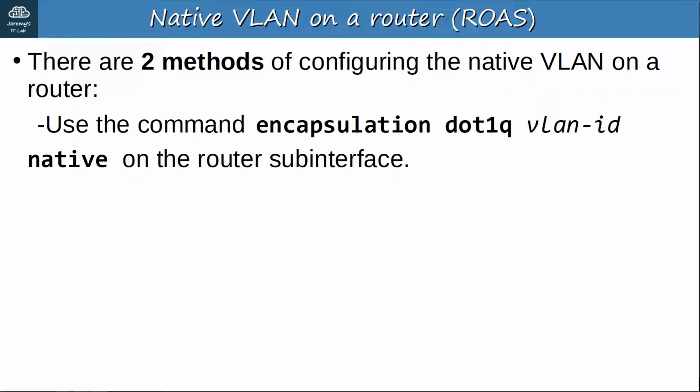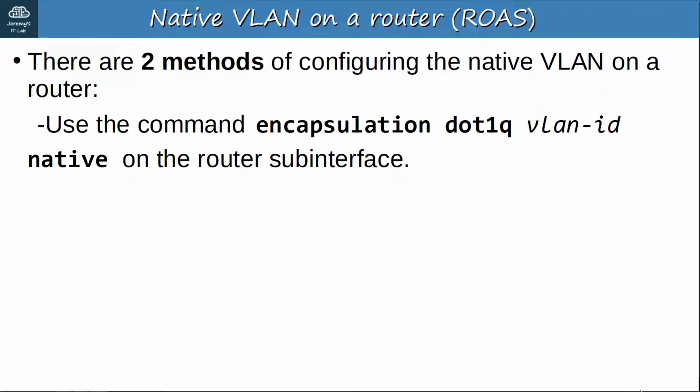First up, you can use the command encapsulation dot1q, followed by the VLAN ID, followed by native. This tells the router that this subinterface belongs to the native VLAN, and it will function just like the native VLAN on a switch. It will assume untagged frames belong to the native VLAN, and frames sent in the native VLAN will not be tagged.